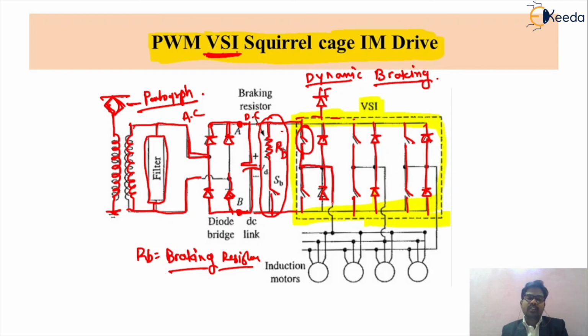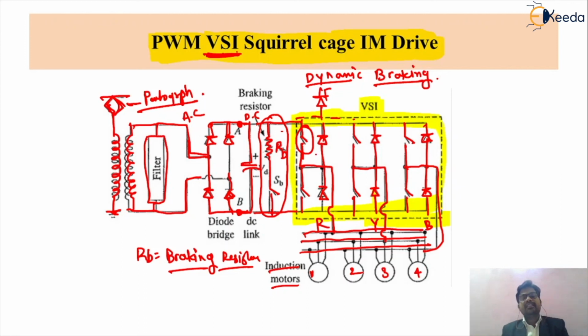the input terminal to the three-phase supply of your induction motor. This is for phase R, this is for phase Y, and this is for phase B. So we are getting the supply from that inverter circuit, and now we are connecting different induction motors. This is induction motor number 1, number 2, number 3, and number 4.